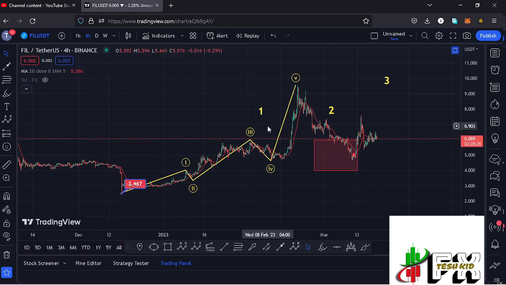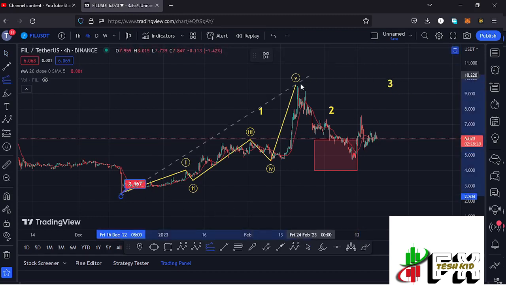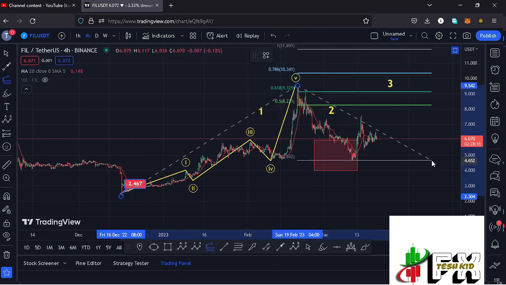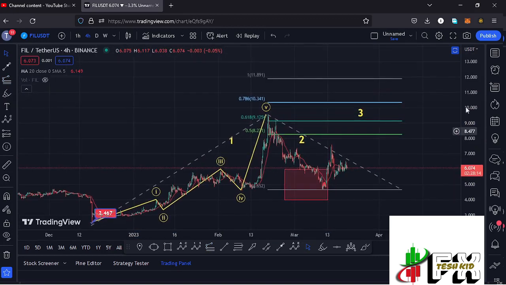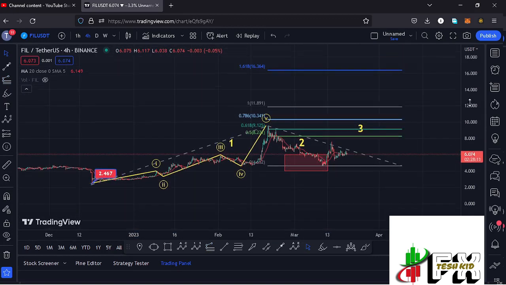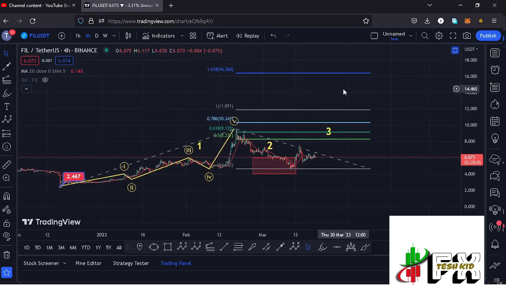And allow me to first sketch out a target area to the upper side in the formation of this wave 3 by connecting the trend-based Fibonacci from the low of the first wave to the high of that wave 1, then dragging the fibs to the low of the second wave, and that gives me a minimum target area to the upper side in the formation of that wave 3 at the fib level 1.618, and that is at around the $16.364 mark, and that is the minimum that I'm expecting that wave 3 to the upper side to do.